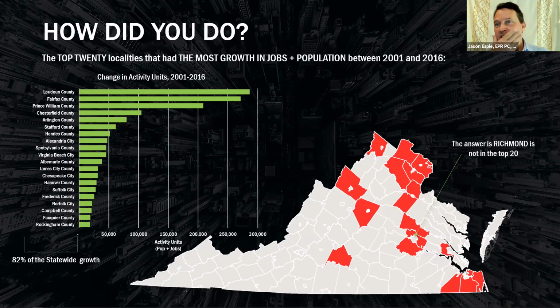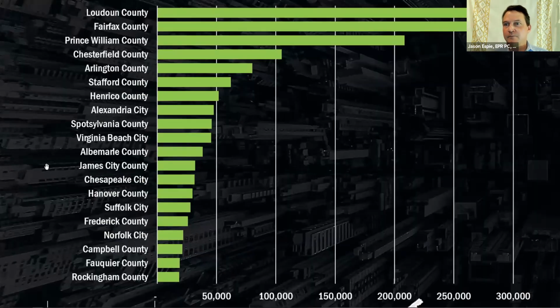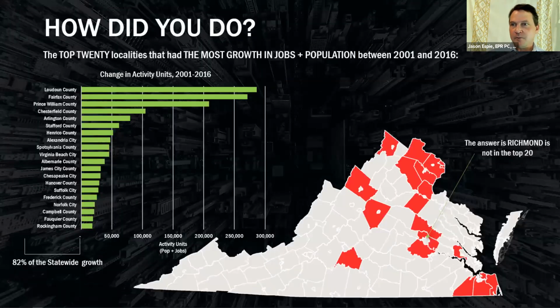But here's the reveal. It's basically the change in activity units from 2001 to 2016, looking at both jobs and population. These are the top 20. Let me bring it up a little bit larger for you to see. We have Loudoun, Fairfax, Prince William, Chesterfield, Arlington, Stafford, Henrico, Alexandria, Spotsylvania, Virginia Beach City, Albemarle, James City, Chesapeake, Hanover, Suffolk, Frederick, Norfolk City, Campbell, Fauquier, and Rockingham are all in there. But Loudoun, Fairfax, Prince William, and Chesterfield are certainly leading the way, as people probably intuitively can guess.